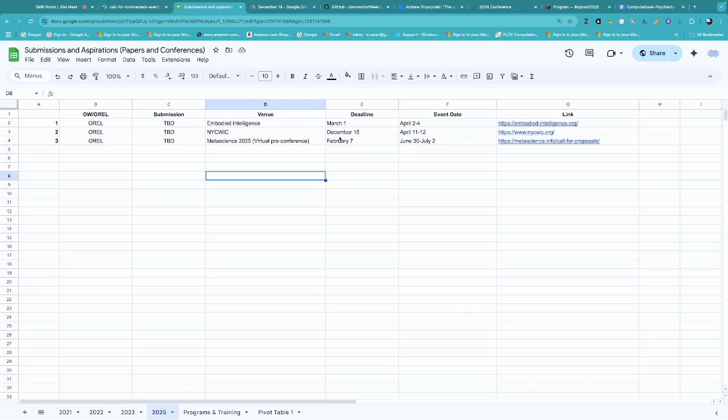And then the MetaScience 2025 conference. So this is in the UK. It's a live in-person conference, but they will actually be having a virtual pre-conference, which is, I guess, right before the conference, and I'm going to look into that more. Maybe we'll submit something to this. And the deadline for that is February 7th. So it's actually happening in June and July of the new year, but the deadline for submissions is much earlier.